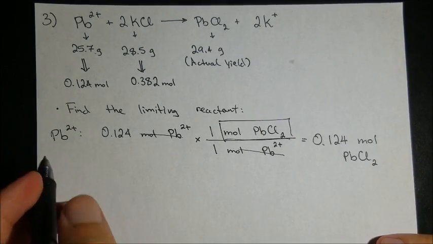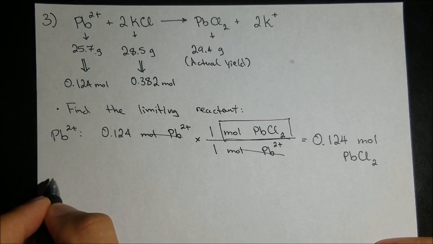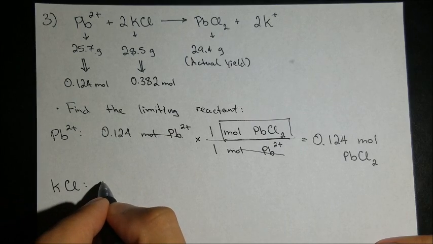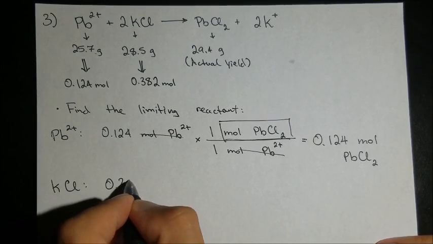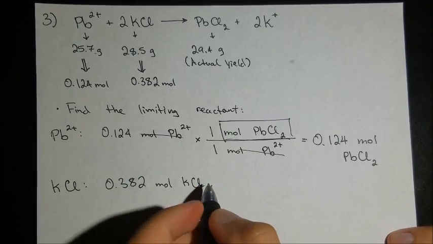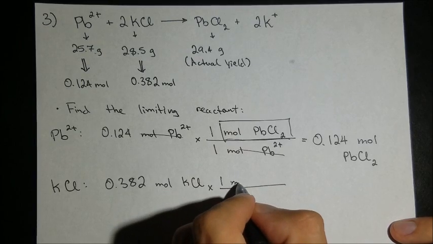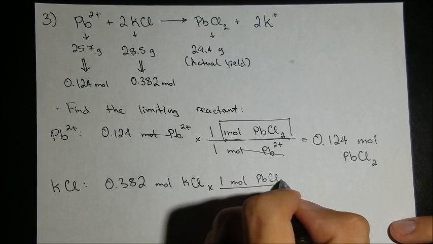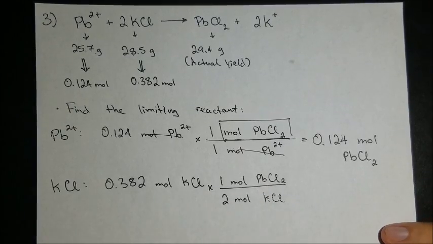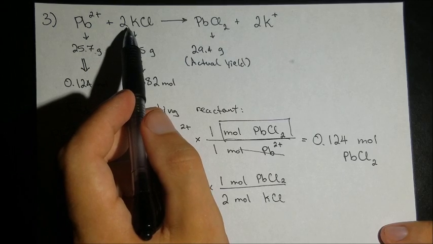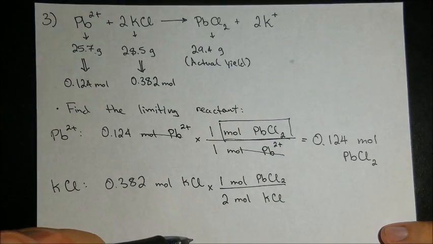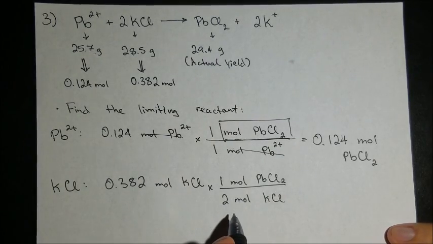Okay. Now let's take a look at the potassium chloride. Let's see if this one is going to be our limiting reactant. So we start off with 0.382 moles of potassium chloride. And now it's no longer a 1 to 1 mole ratio. Now for every 1 mole of lead 2 chloride, we need 2 moles of potassium chloride. I got that just from the balanced equation, right? So I need to use up 2 moles of potassium chloride to make 1 mole of lead 2 chloride. And that's all that this is showing.